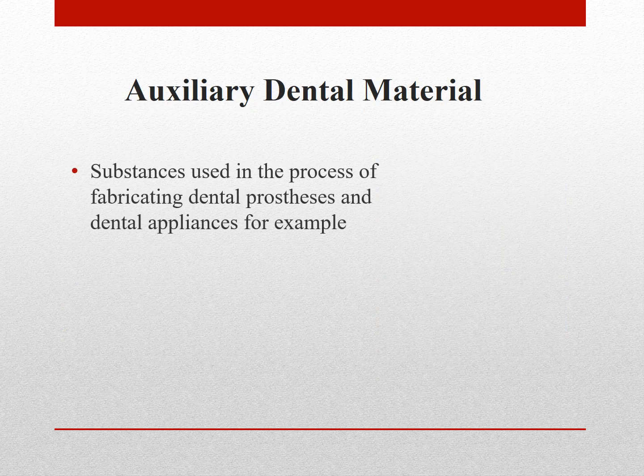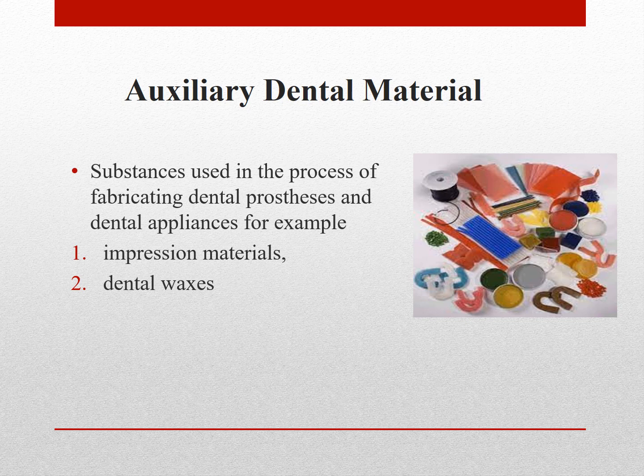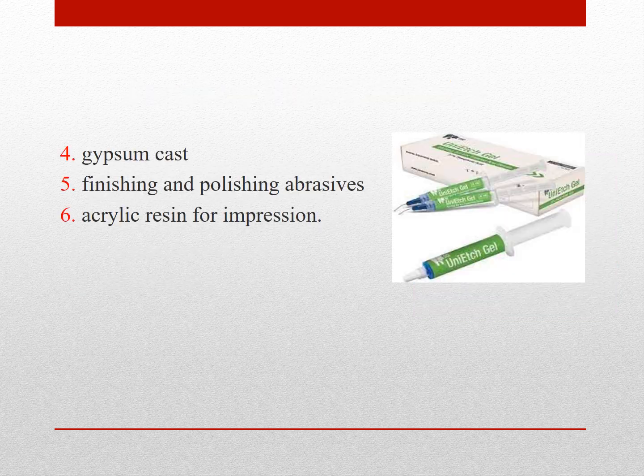Now come to the auxiliary dental materials. These are substances used in the process of fabricating dental prostheses, as I have discussed earlier, and dental appliances. For example, impression materials and dental waxes. This is a picture which has different kinds of waxes and different kinds of impression materials in it. Other auxiliary materials which we use in dentistry are gypsum casts, finishing and polishing abrasives, and acrylic resins for impressions.